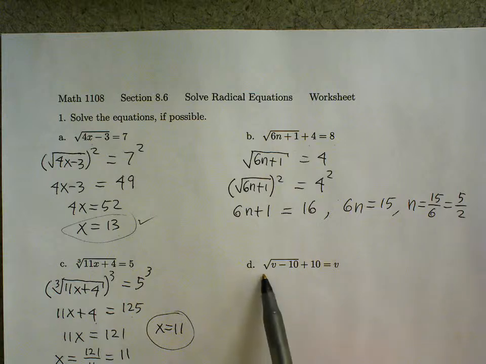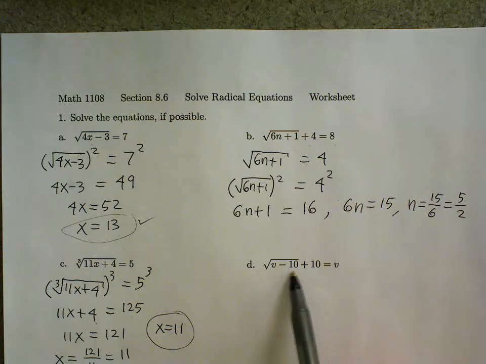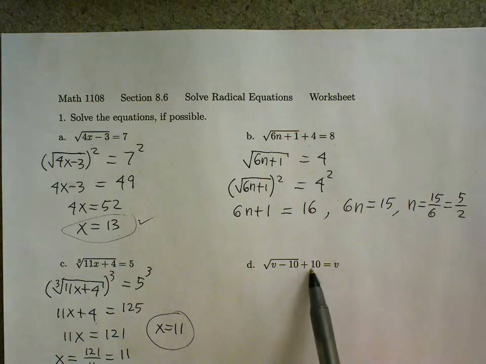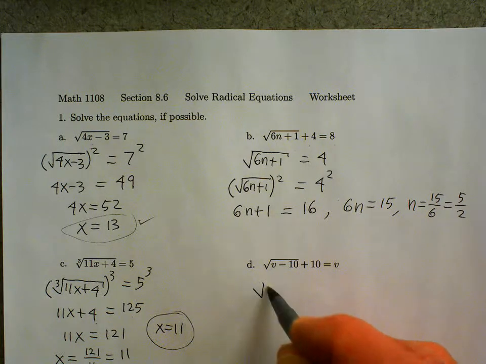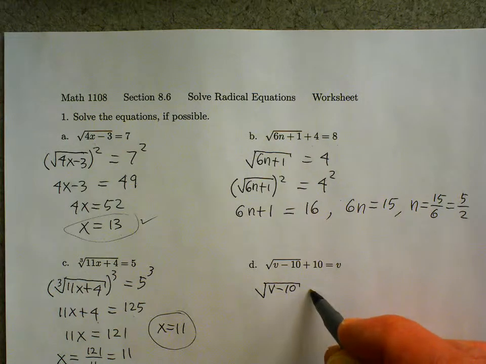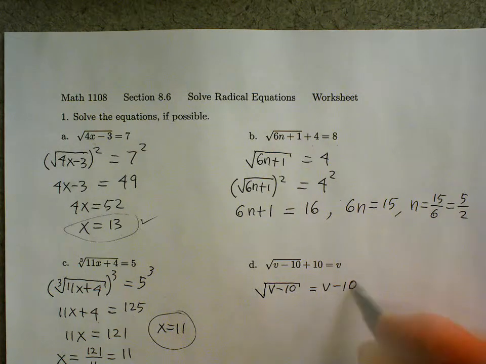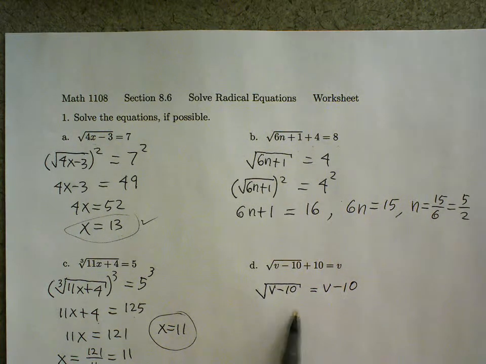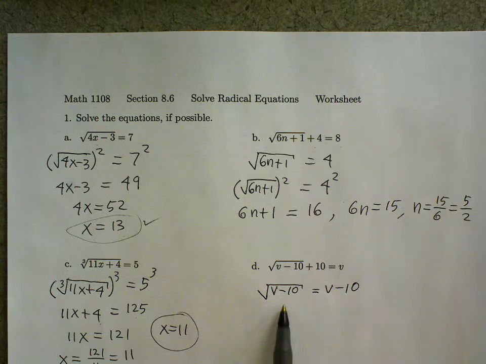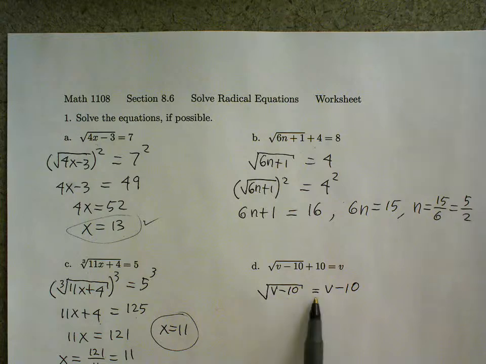We want the square root of v minus 10 to be by itself. So we want to subtract this 10 from both sides first. So we get the square root of v minus 10 equals v minus 10. Well, we'll go through the process here in a minute, but let's just consider what we're looking at. The square root of v minus 10 equals v minus 10.